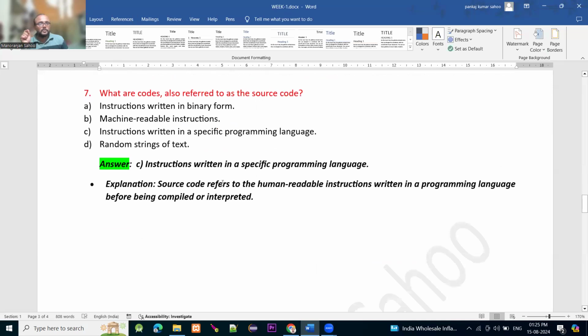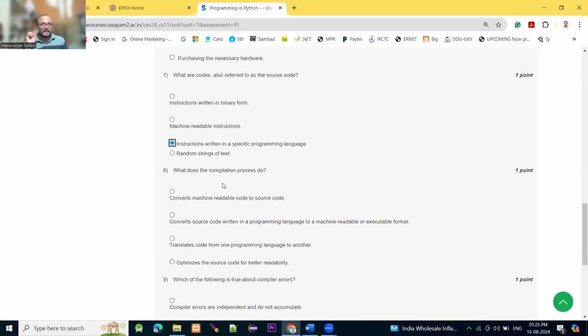Source code refers to the human readable, meaning the user is able to understand the code. Instruction written in a programming language before being compiled or interpreted. So if a program is written in a specific programming language, then it is referred to as the source code. So option C is the right answer.